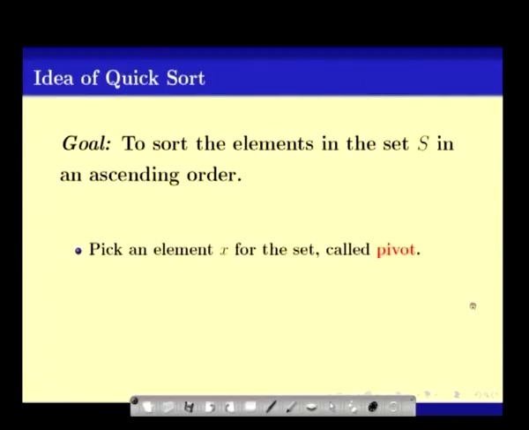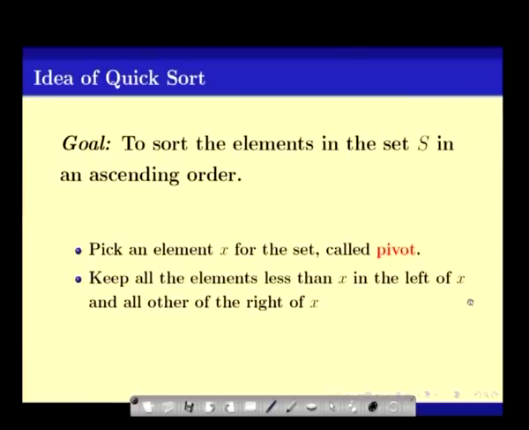And then you have a set of elements which are standing left of this person who are shorter than this person, and you want to sort this set recursively in some sense. So, the idea is to pick an element x from this set S, and we call that element the pivot.